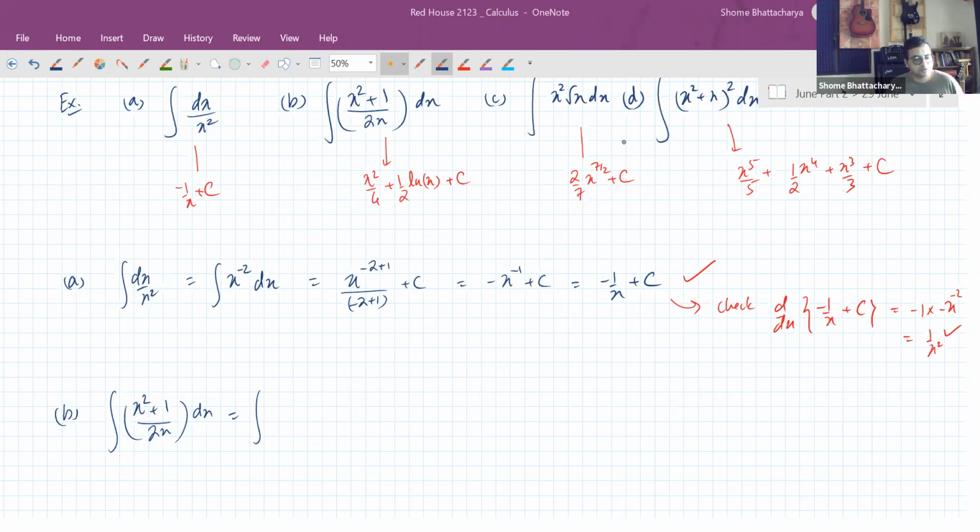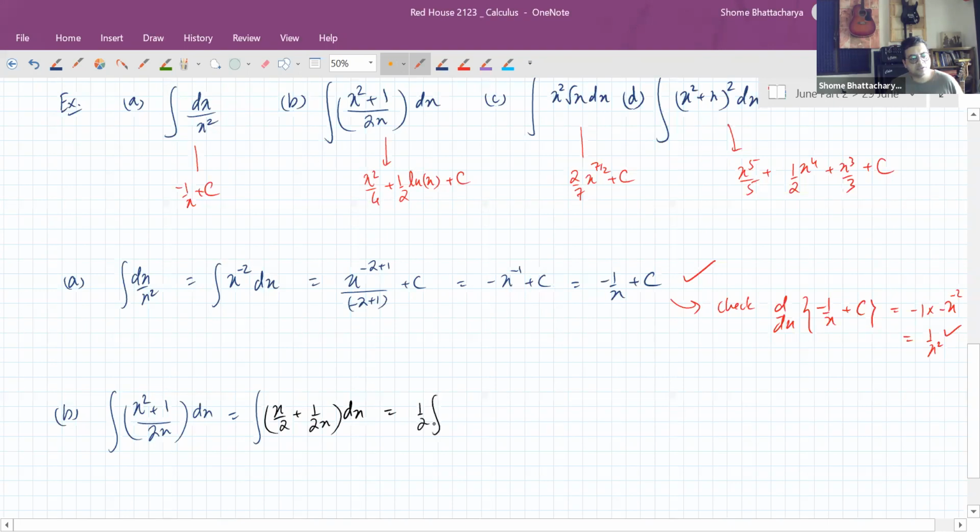So this becomes x by 2 plus 1 by 2x. Now we can use the distributive property and also bring the constant outside. So 1 by 2 times x dx plus 1 by 2 times 1 by x dx. Okay. So now apply the formula for this one.